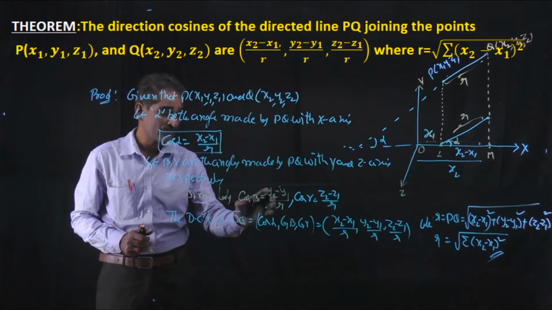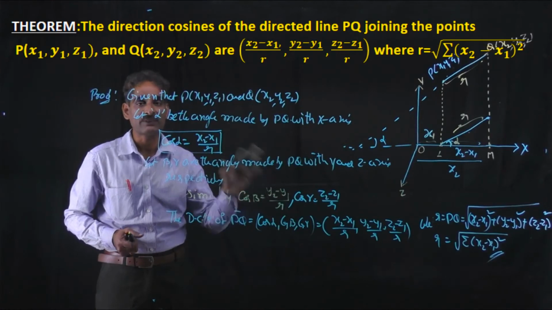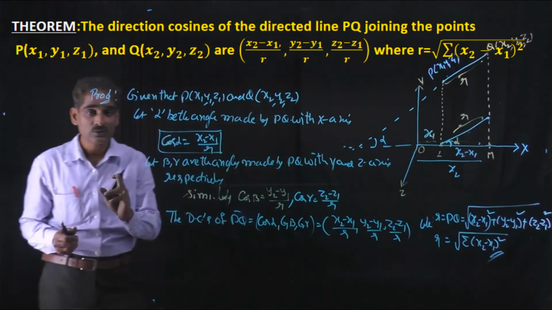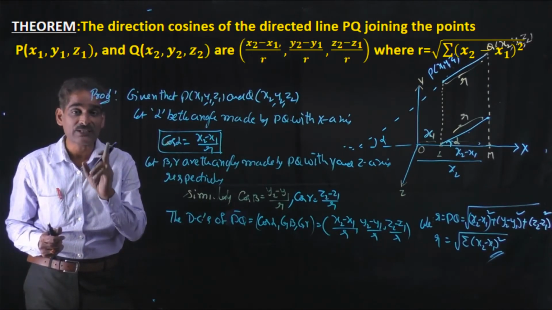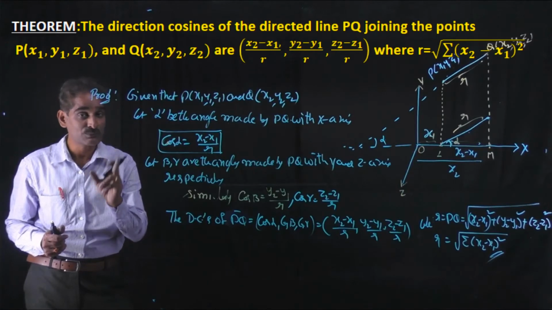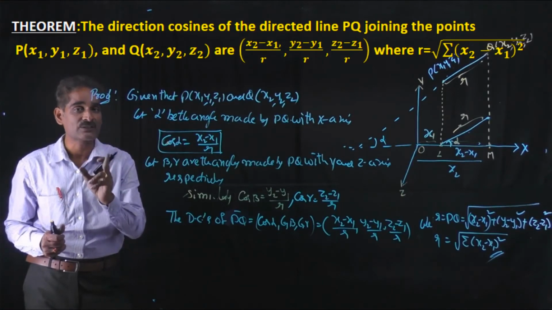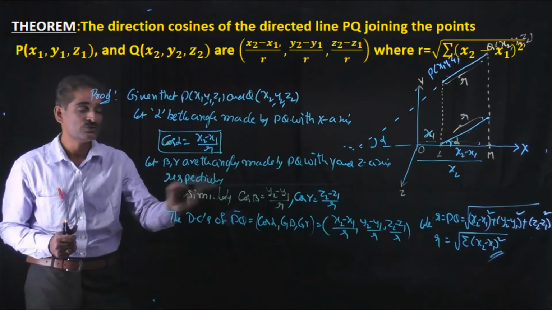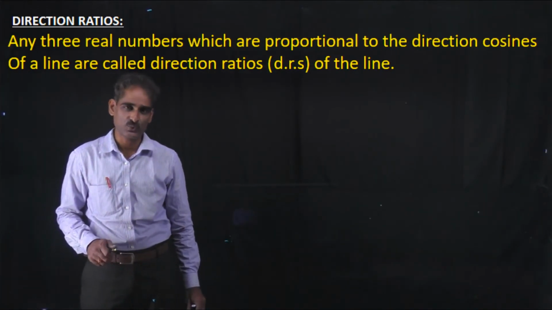With the help of this formula, we can find out the DCs of a line when two points lie on the line. Here we can find DCs in two ways. One is with respect to the angles made by the ray with the axes, cos alpha, cos beta, cos gamma, and another is with respect to the coordinates of the two points. If two points lie on the line, we can find the DCs of that line by using this formula. So this is an important concept, direction ratios.